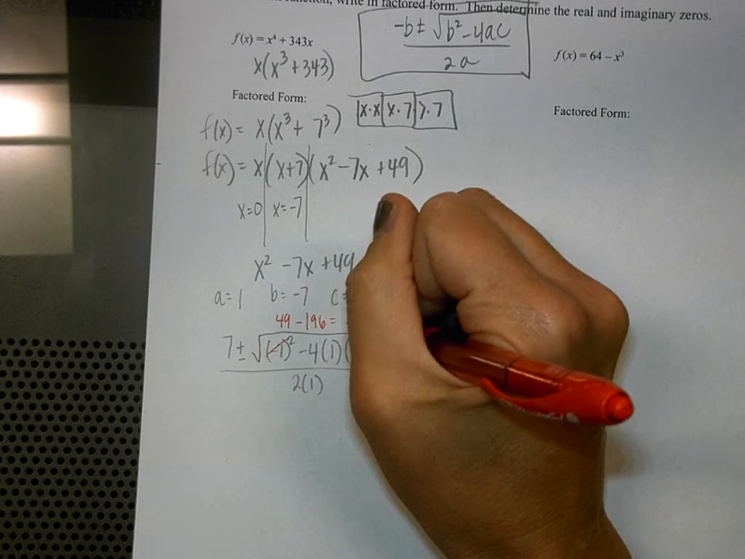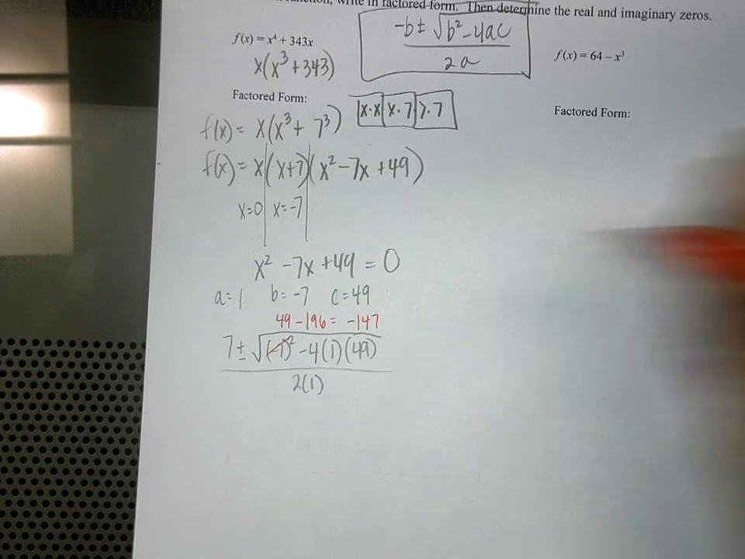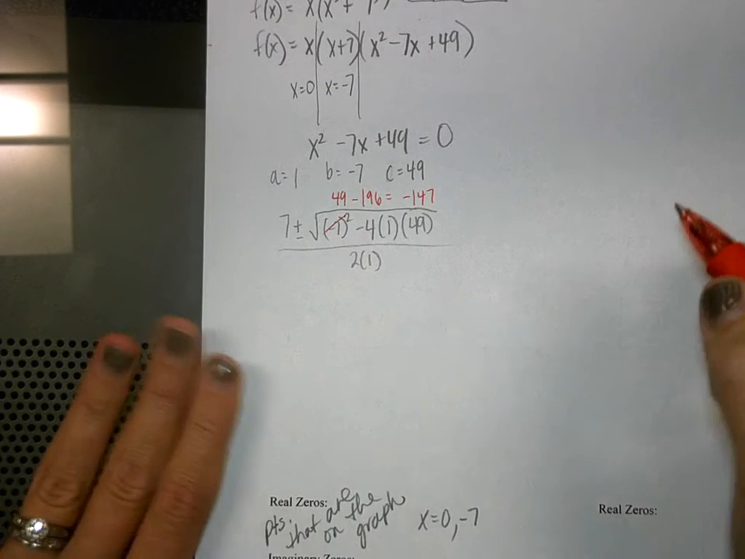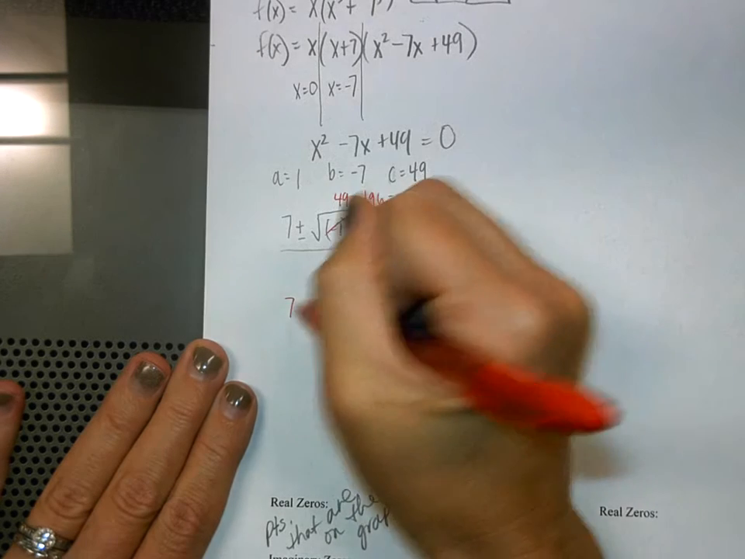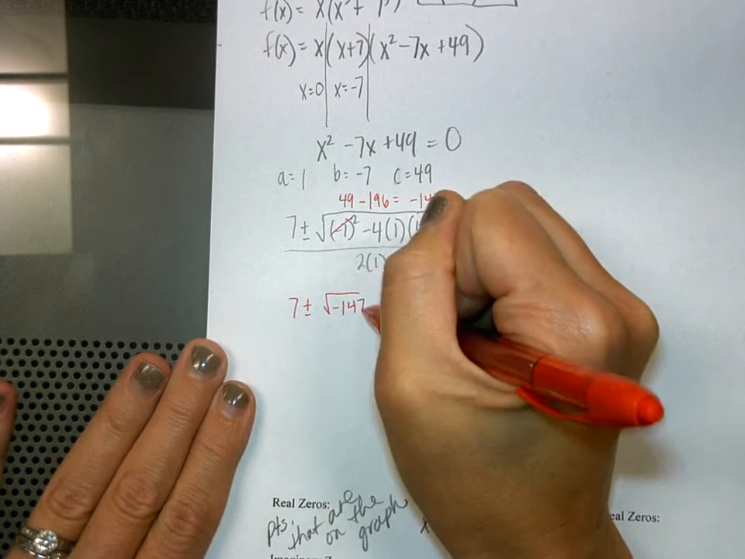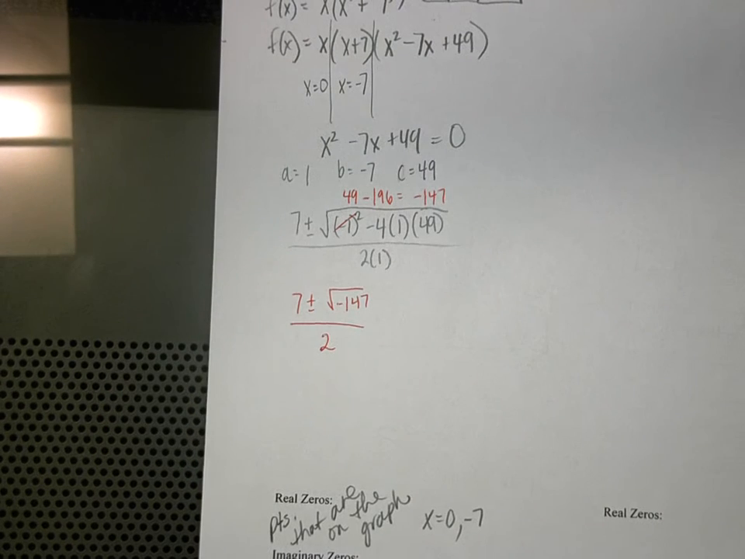You could use a calculator, but it equals -147. So when I write this out now, I have 7 plus or minus the square root of -147 all over 2. Now, back in your previous math classes, when you got a negative under a root, your teachers were just saying, okay, just write it as no solution.